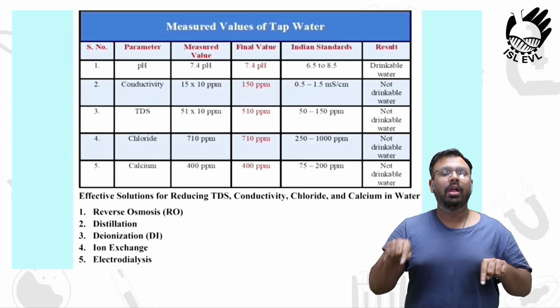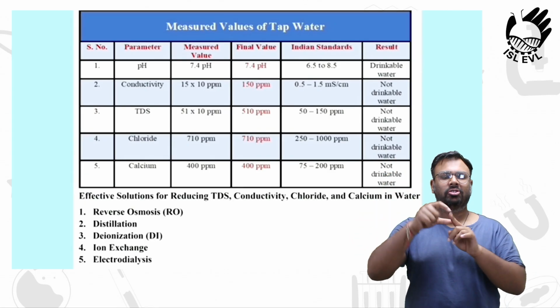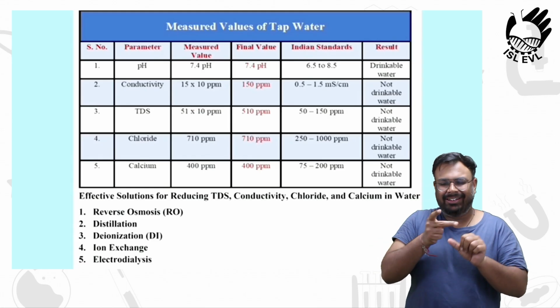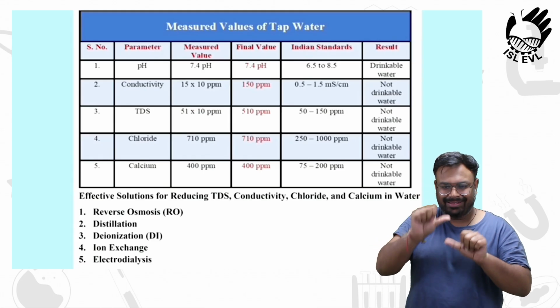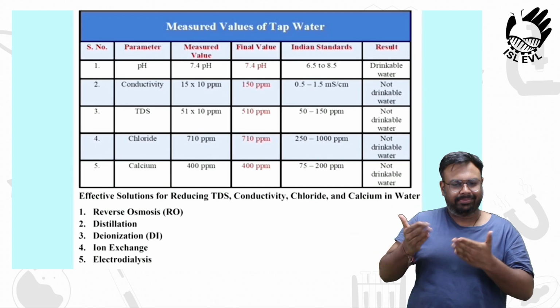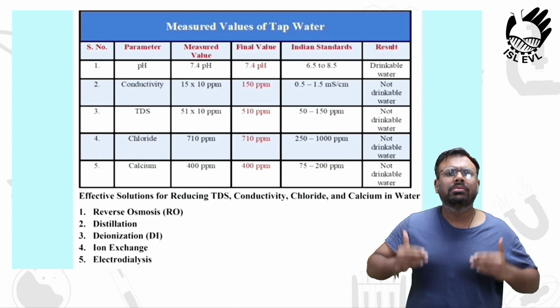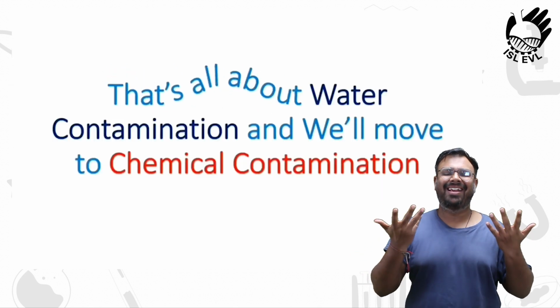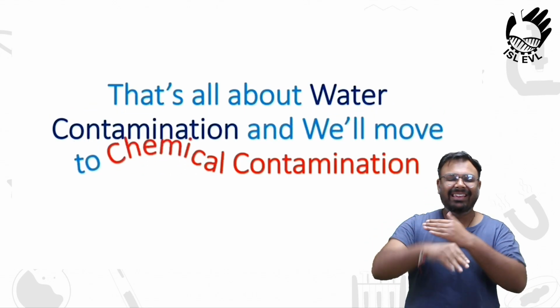Effective solutions for reducing TDS, conductivity, chloride and calcium in water are reverse osmosis, distillation, deionization, ion exchange and electrodialysis. This concludes the analysis of water contamination. Next, we will move on to chemical contamination analysis.